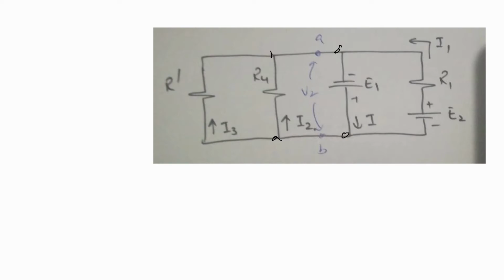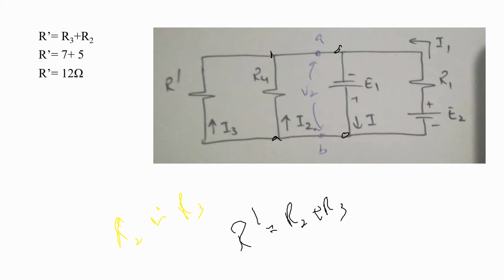So from the previous circuit we can see that R2 is in series with R3, so we can write R prime is equal to R2 plus R3. By substituting the values of R2 and R3 we get R prime is equal to 12 ohms. Now we have to find the value of V2. What is the value of V2?